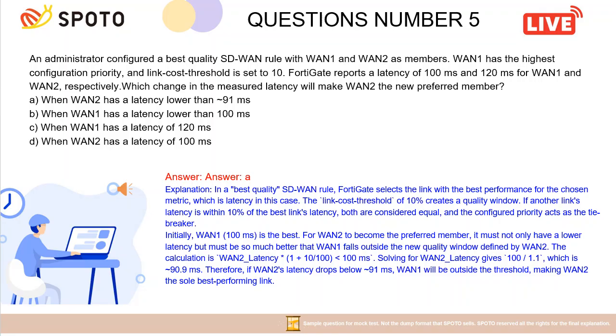For WAN2 to become the preferred member, it must not only have a lower latency but must be so much better that WAN1 falls outside the new quality window defined by WAN2. The calculation is WAN2 latency * (1 + 10/100) < 100 ms. Solving for WAN2 latency gives 100/1.1, which is 90.9 ms. Therefore, if WAN2's latency drops below 91 ms, WAN1 will be outside the threshold, making WAN2 the sole best performing link.